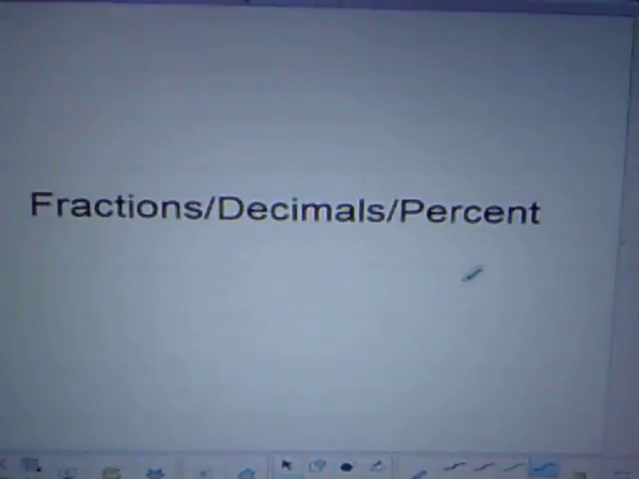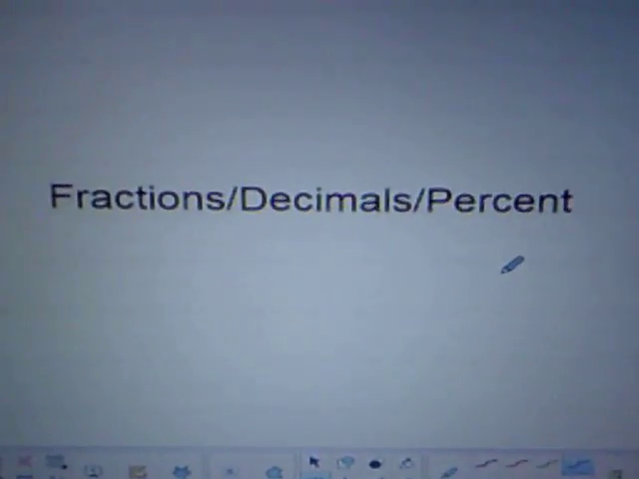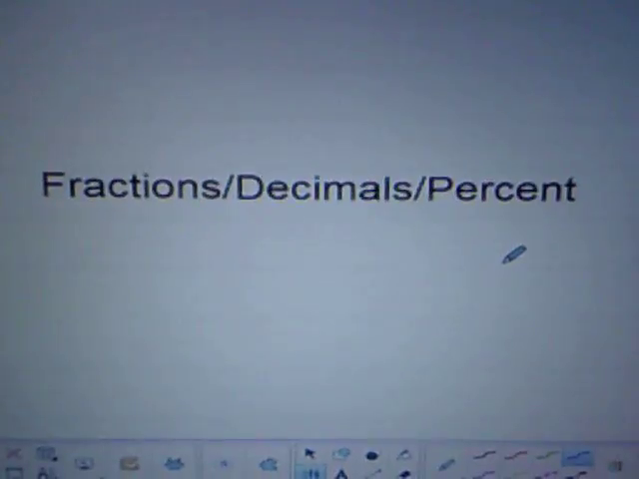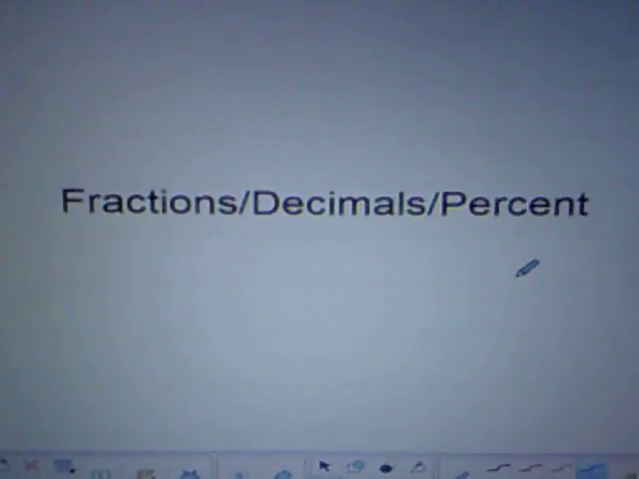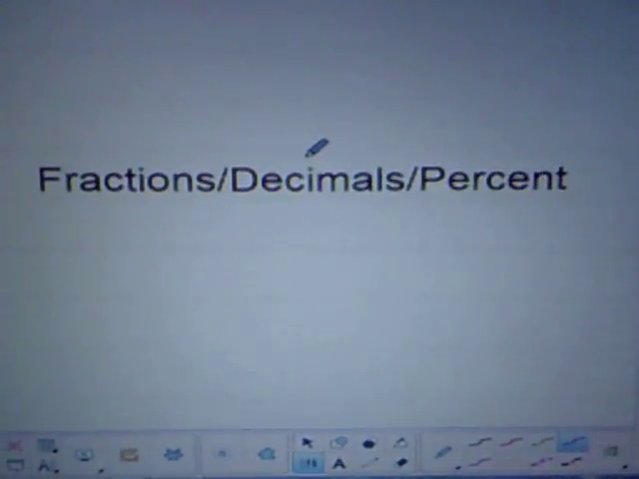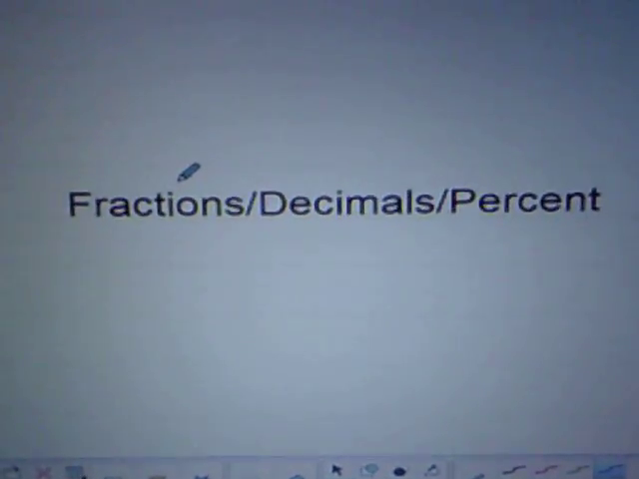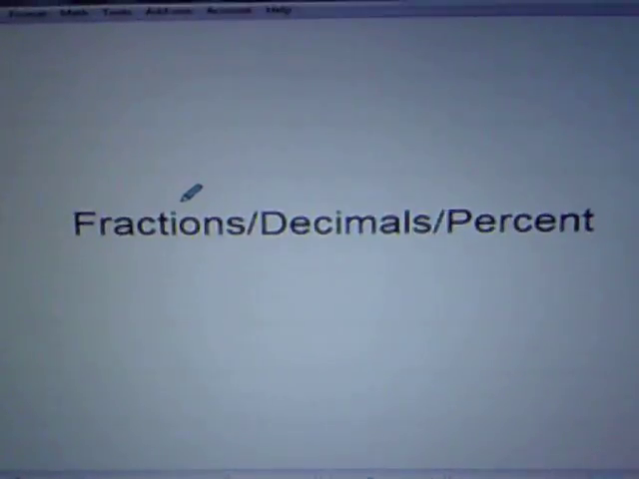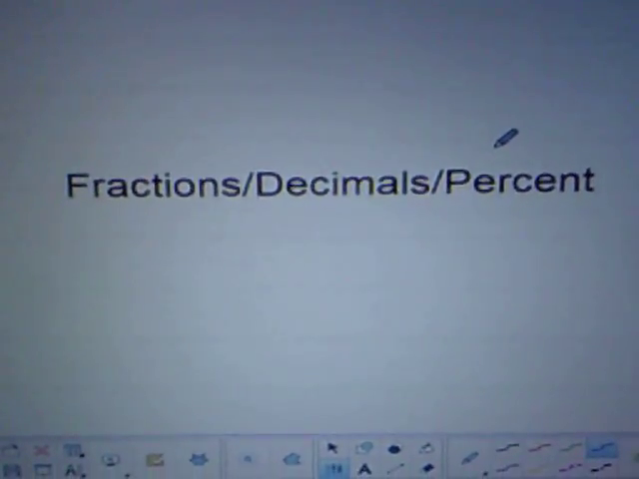Mr. Korn here. Today's video is about fractions, decimals, and percents. Every fraction has a decimal form, which can also be turned into a percent. And vice versa, every percent can be turned into a decimal, which can also be turned into a fraction. And this video is going to teach you how to convert between fractions to decimal form to percent form.